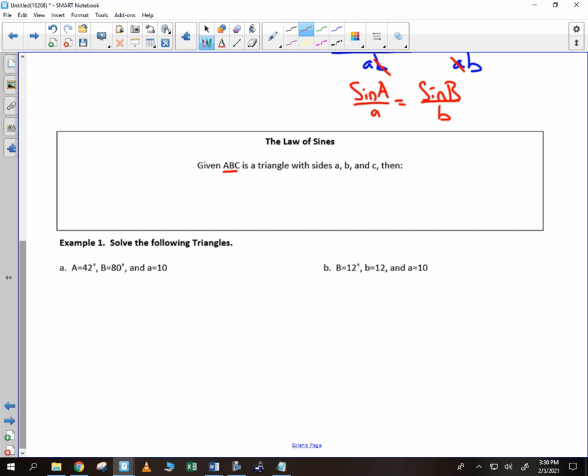Given triangle ABC with triangle sides A, B, and C, then we say that the sine of angle A over A is equal to the sine of angle B over B, which is equal to the sine of angle C over C. Those are all true.